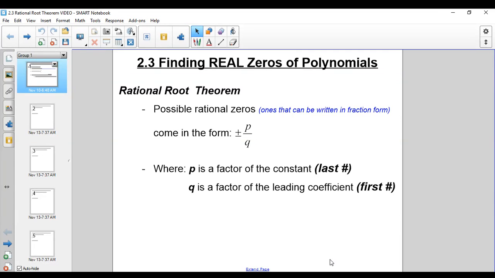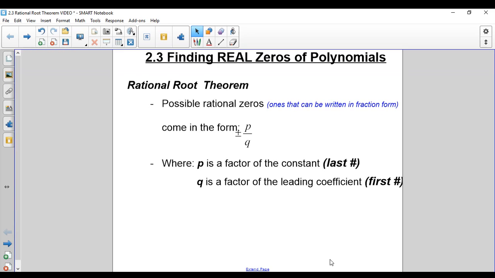All right, we are finding real zeros of polynomials. We kind of started this at the end of last week. I gave you some factors, so that helped you out to get started. This week, I am not giving you some factors. So we're using what's called the rational root theorem.